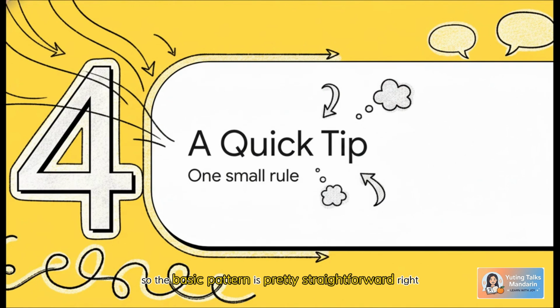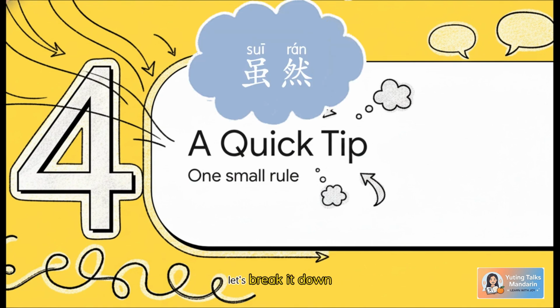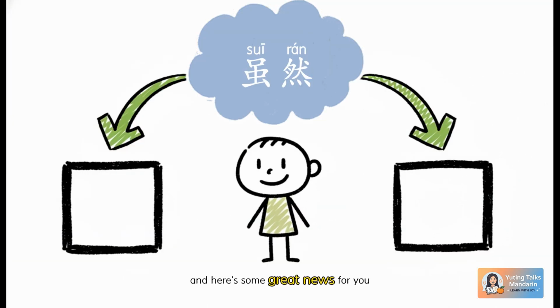So the basic pattern is pretty straightforward, right? But there's one small tip about word order that's really going to help you sound more natural. Let's break it down. And here's some great news for you. With the first part of the phrase, 虽然, you've got flexibility. As you can see, you can place it either after the subject, like he, although is not tall, or you can put it before the subject, although he is not tall. And guess what? Both are 100% correct and mean the exact same thing.